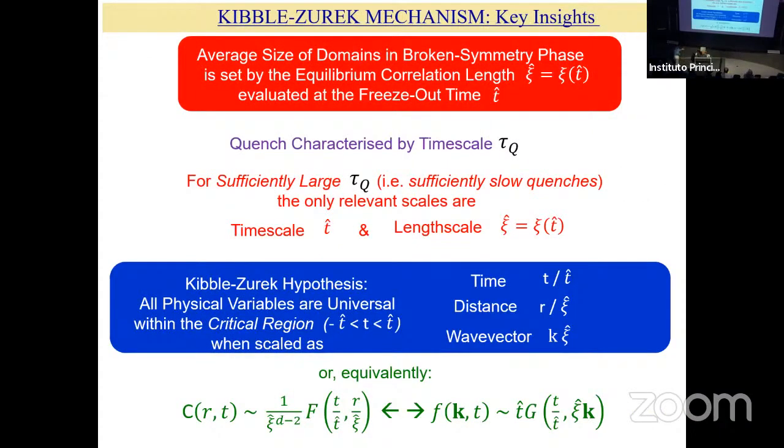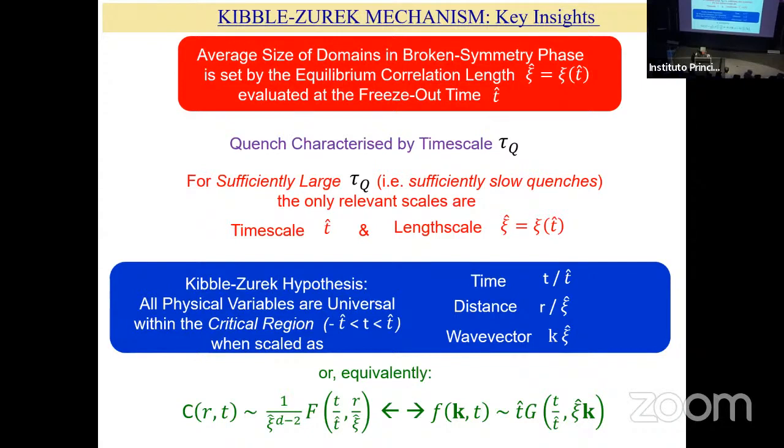Okay. So this is basically this cartoon idea of Kibble-Zurek, okay? The idea is the average size of the domains is actually set by the equilibrium correlation length at the point where the system falls out of equilibrium, this freeze-out time, okay? The quench time scale is characterized by tau q. Remember, this is in the denominator of the epsilon of t parameter.